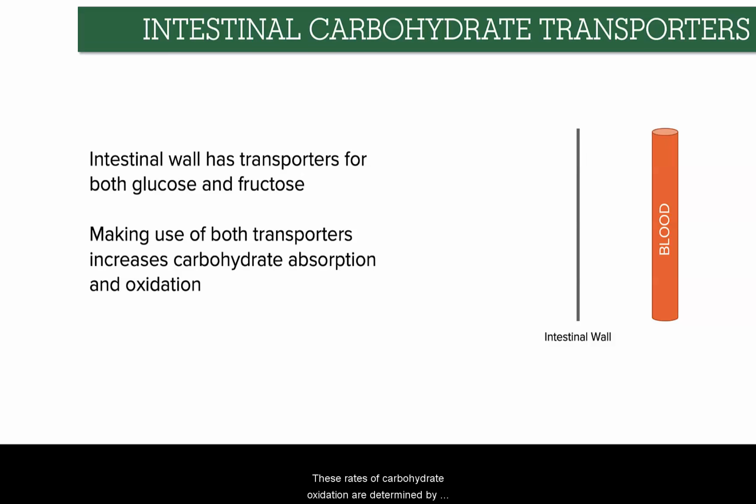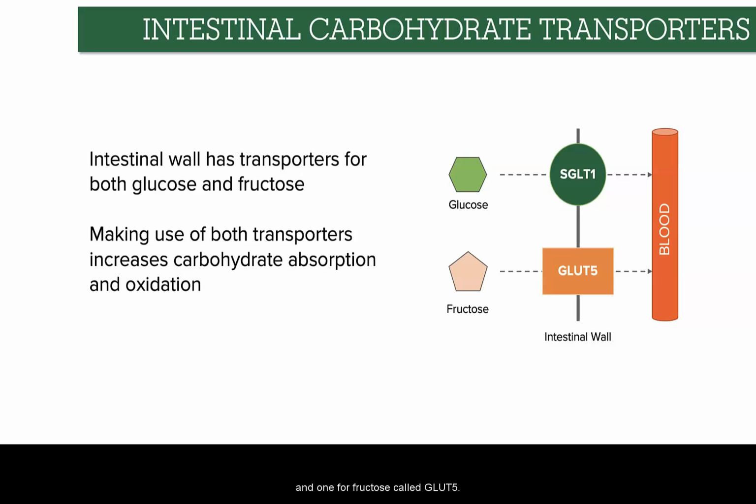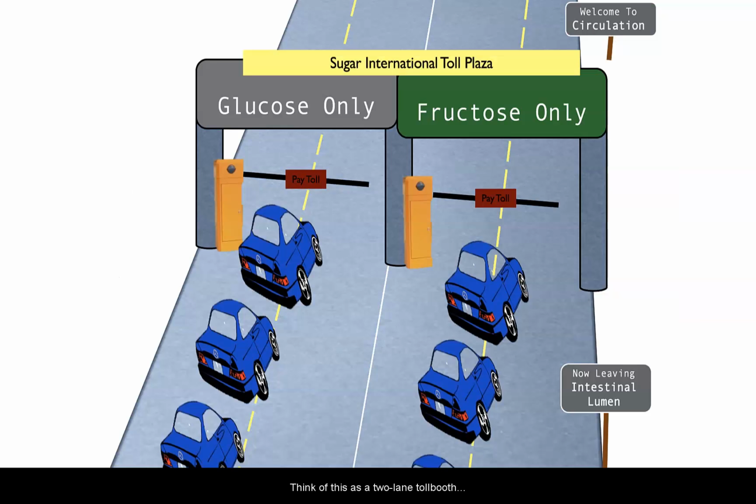These rates of carbohydrate oxidation are determined by how quickly the carbohydrate is digested and then absorbed into the body. The intestinal wall has a transporter for glucose, called SGLT1, and one for fructose, called GLUT5. Even though fructose is a slowly oxidized carbohydrate, taking advantage of this transporter in combination with glucose helps drive overall carbohydrate oxidation. Think of this as a two-lane toll booth.